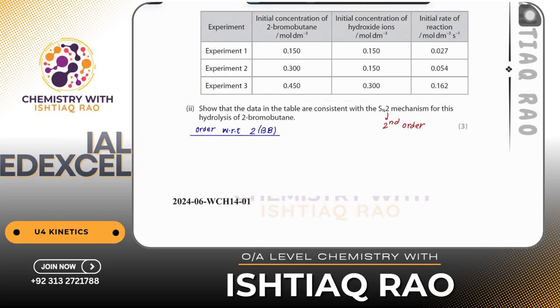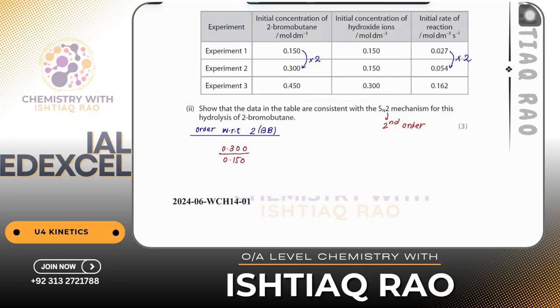Experiment 1 and 2. So 0.300 divided by 0.150. It means that I'm going to double it, isn't it? When I'm going to double it, I have to check whether the rate is being doubled or not. Of course, the rate is also doubled.